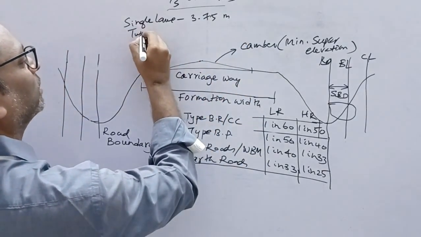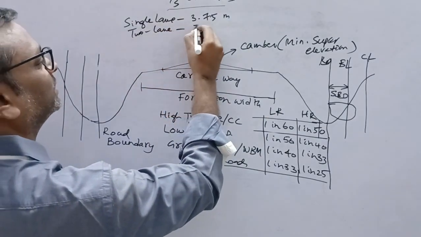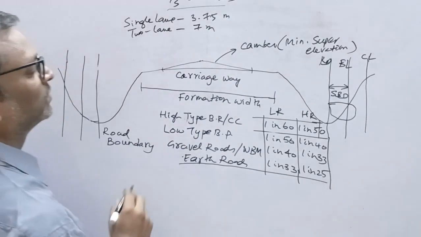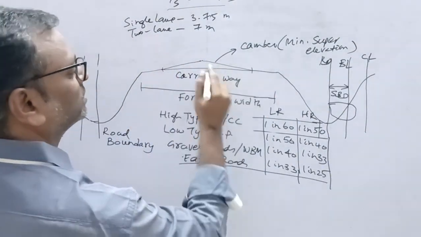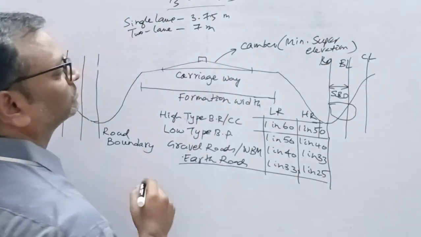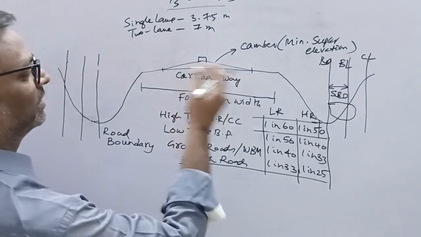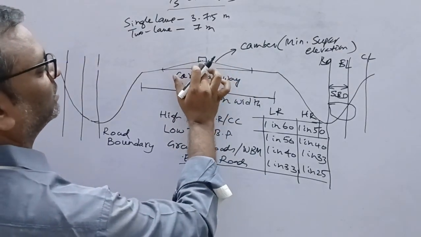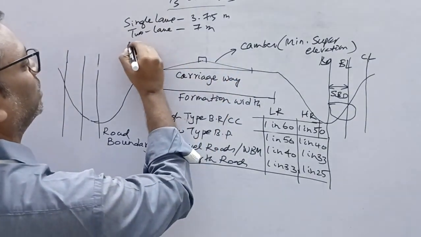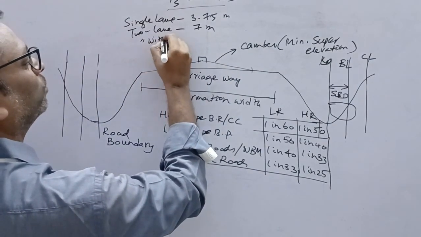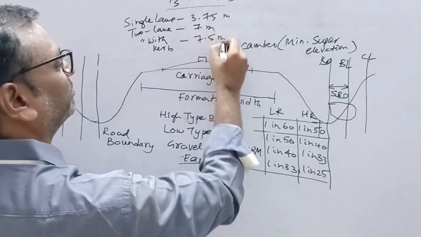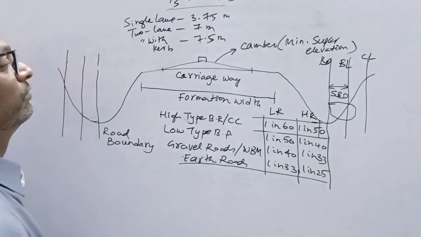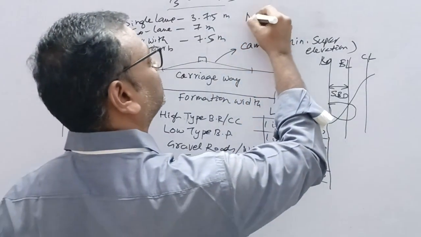For a two-lane road, it is 7 meter. For a two-lane road with kerb, suppose this is a two-lane road and there is a kerb here, we generally call it a divider or something like that. Two-lane road with kerb, it is 7.5 meter.